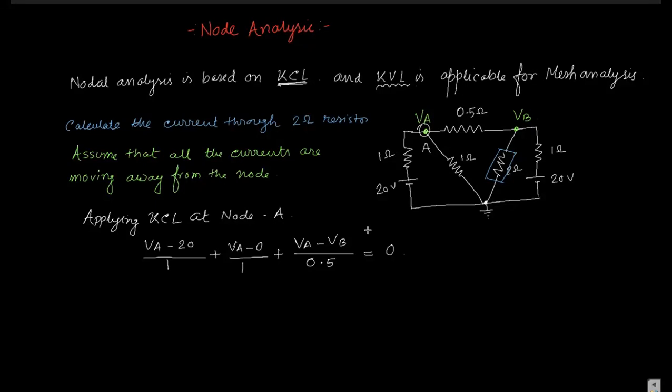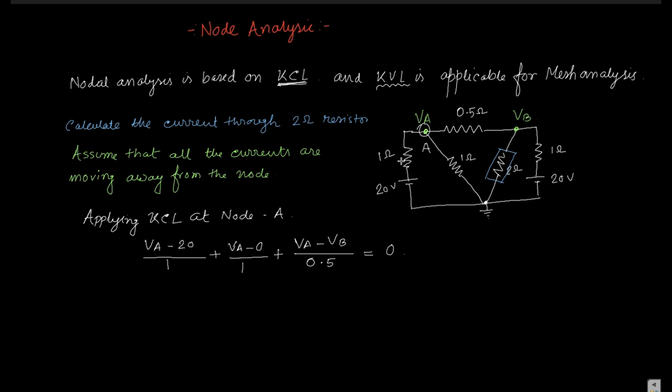Sir, please repeat the previous equation. That is VA minus 20. How is that possible? So this is the initial voltage and this is the final voltage. So final minus initial is the change in voltage. This change in voltage by R. The change in voltage should be expressed in volt. So V by R is equal to I from Ohm's law.